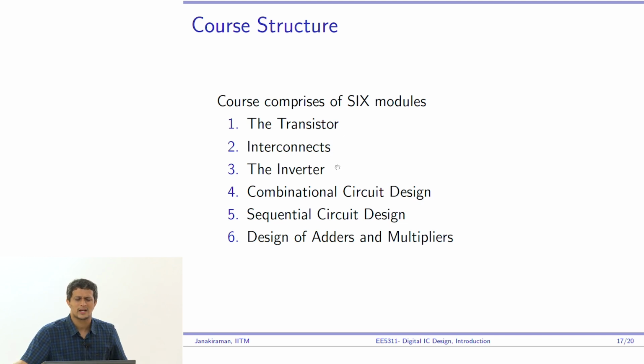Okay, then interconnects will be very short. Mainly I want to talk about the Elmore delay model. Then the inverter, and the combinational circuit design. Modules 4 and 5 will actually be the bulk of the course. Combinational circuit design is where I give you any arbitrary logic and I want you to design a transistor level circuit that will implement that logic in a given time. That's what we do there. Sequential circuit design is basically how do I design flip-flops, how do I design latches and so on.